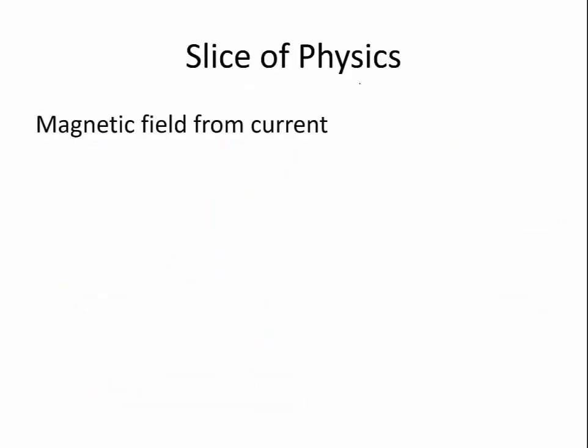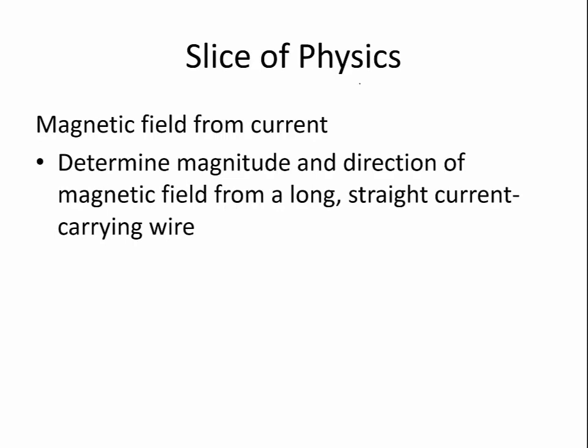All right, so in this video, we figured out how to determine the magnitude and direction of magnetic field from a long, straight current carrying wire. In the next video, we'll talk about determining the net magnetic field from two separate currents in two different wires.